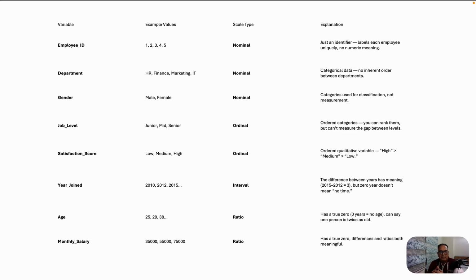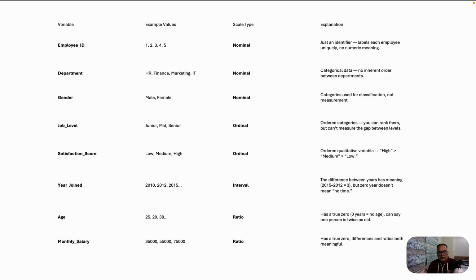So you have the employee ID. It is simply a nominal scale. It's just an identifier. It labels each employee uniquely, with no numeric meaning. Department: again nominal. HR is not greater than finance. There is no ratio, no comparison, no distance. Gender: again nominal. Male is not greater than female. Male minus female does not mean anything. Male divided by female does not mean anything.